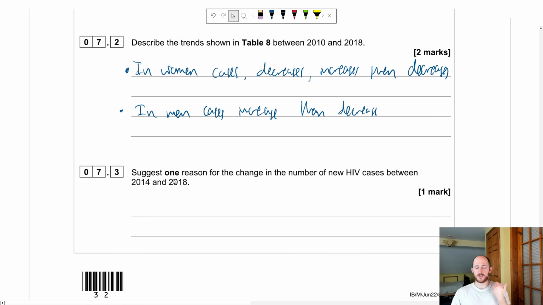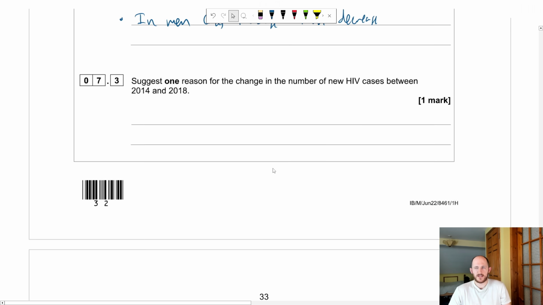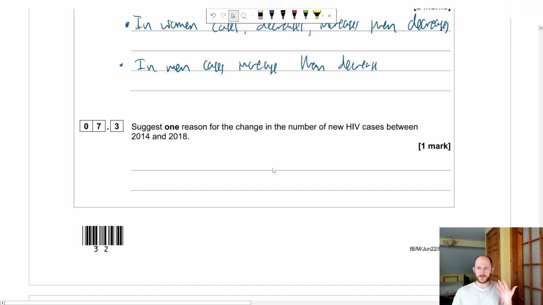For part 3, so just one reason for the change in the number of new HIV cases between 2014 and 2018. So I like to highlight these things. So if you'd like, you're looking at this, well, what's happening? Well, this is going down, this is going down. So basically, explain how or describe how these number of cases could go down. So again, there's so many different answers to this. So I'm just going to start going through it.